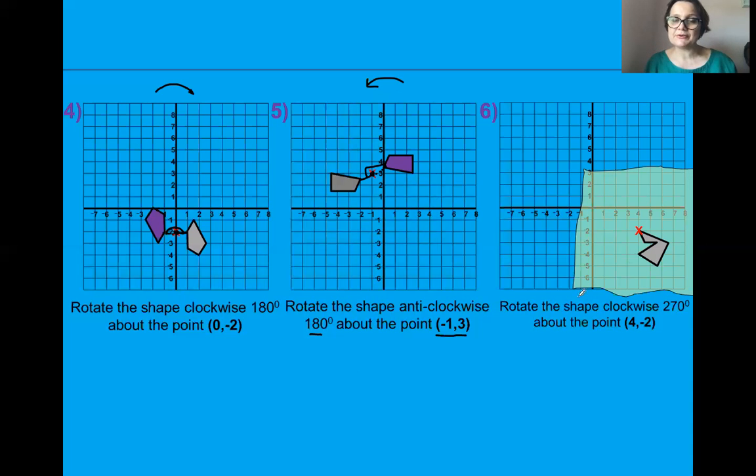For shape number 3, rotate the shape clockwise 270 degrees about the point 4, minus 2. So clockwise, 4, minus 2. So it is going to be just like that. It's going to be here, 270 degrees. I mean, the rotation point is one of the vertices, which is fine. This will make the work slightly less complicated. And then rotate it 270 degrees clockwise, right?